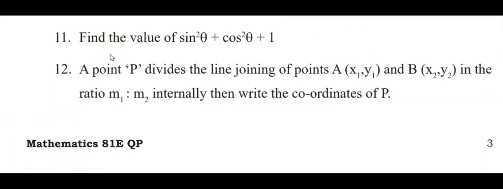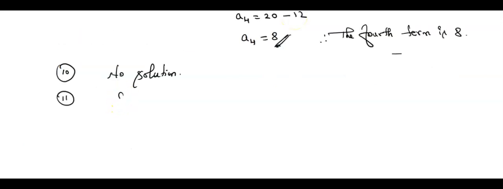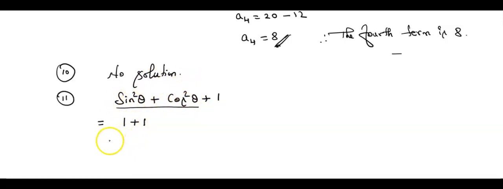Find the value of sin square theta plus cos square theta plus 1. They are asking us to find the value of this. Let me solve this problem. Here the given expression is sin square theta plus cos square theta plus 1. We know that sin square theta plus cos square theta is 1, that is the standard identity, plus 1. Sin square theta plus cos square theta, if we add, its value will be 1. So 1 plus 1, the final answer is 2.